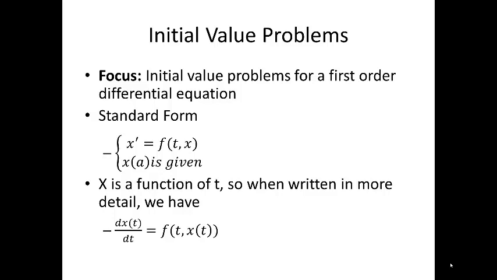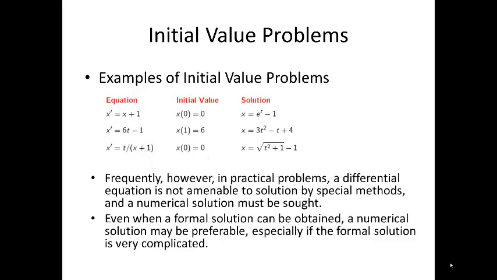The standard form is termed an initial value problem because t can be interpreted as time, and t equals a can be thought of as the initial instant of time. I want to be able to determine the value of x at any time t before or after a. So let's take a look at some more initial value problems. Here are some examples. The first one, you can see x prime is equal to x plus 1, x of 0 is equal to 0, and the solution we can see is x is equal to e to the t minus 1.